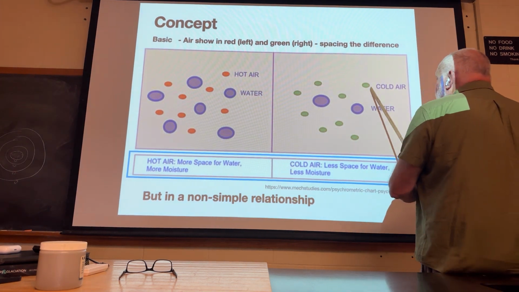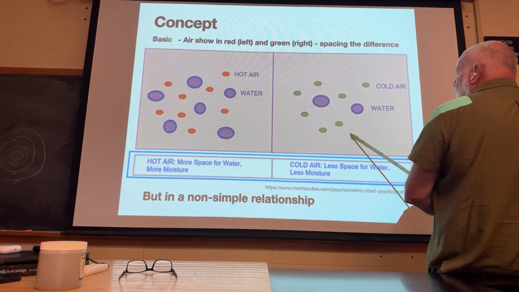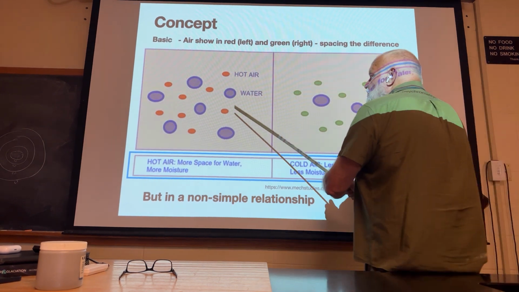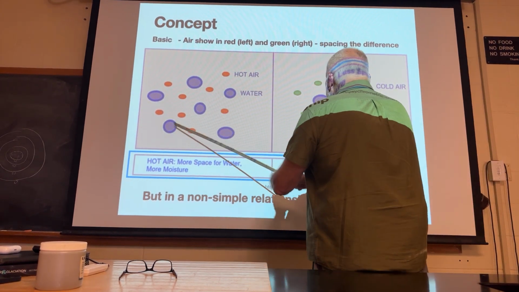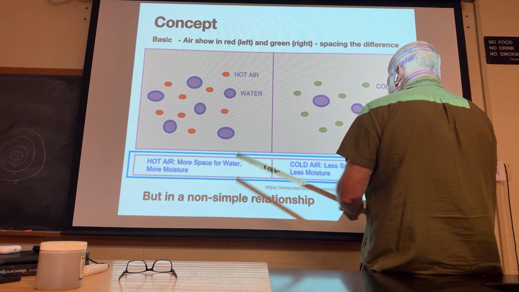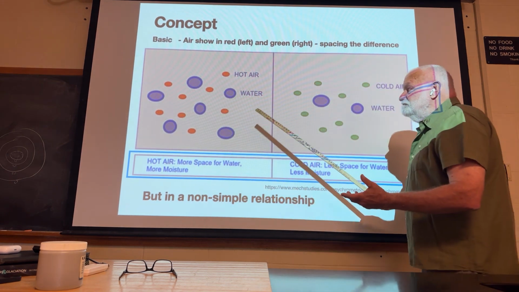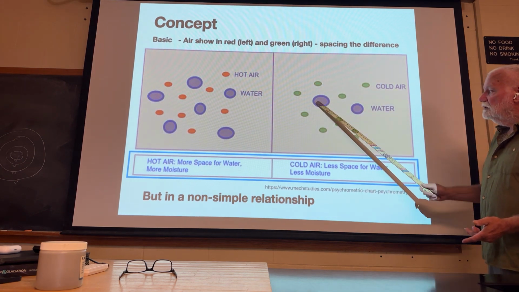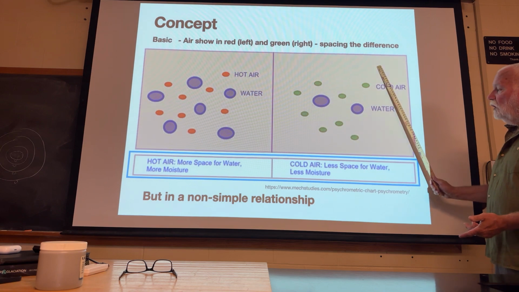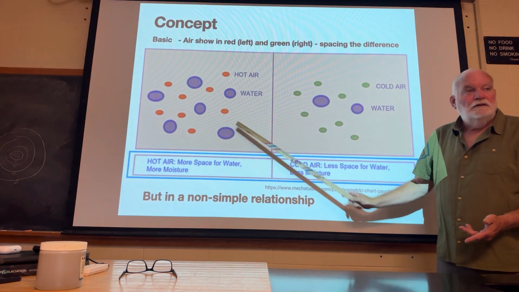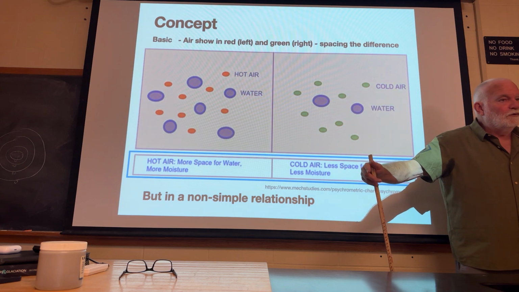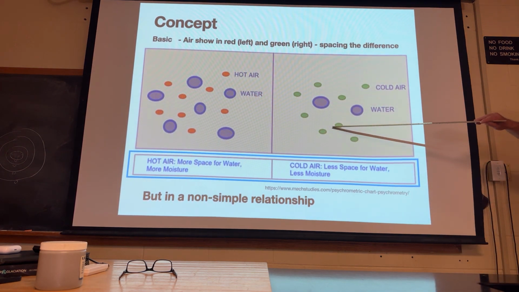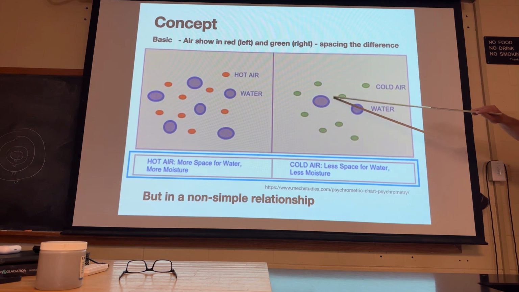Here's cold air. Here are the air molecules shown in green. They have a spacing in geometry. Here's warm air. They have basically a similar geometry, but they're further apart. So the water molecules are restricted in the cold air, but they can be more present because the molecules are further apart in the warm air. So it's temperature, and it's also how many air particles and how many water particles.